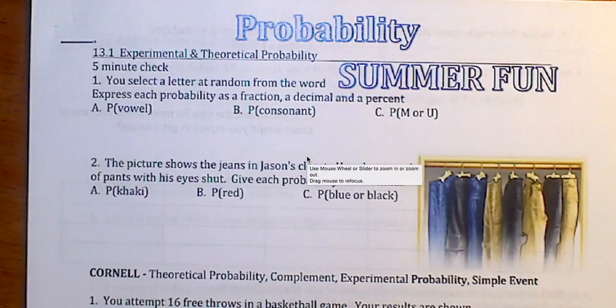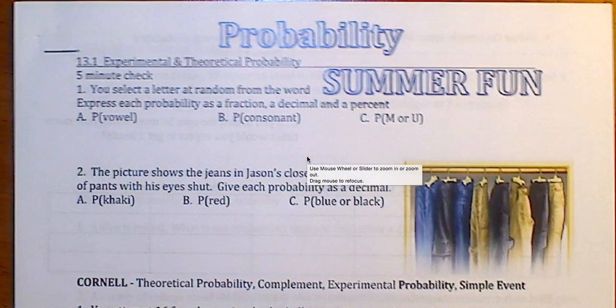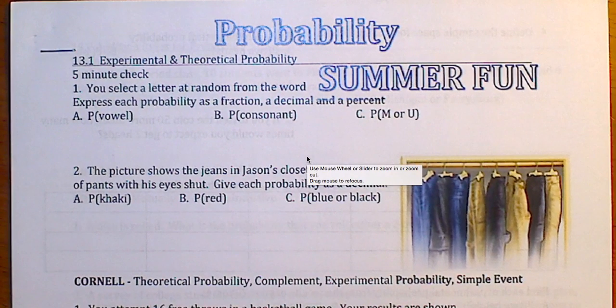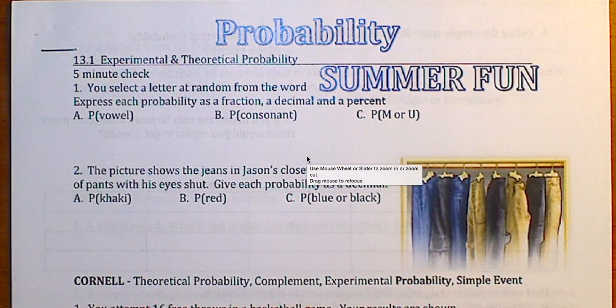Right, we're about to begin a small miniature unit on probability. We'll call this chapter 13. So 13.1 is about experimental and theoretical probability. Before we begin, I want you to do the 5-minute check on your own and see how well you do on those. So go ahead and pause the video right here and do number 1, A, B, and C.